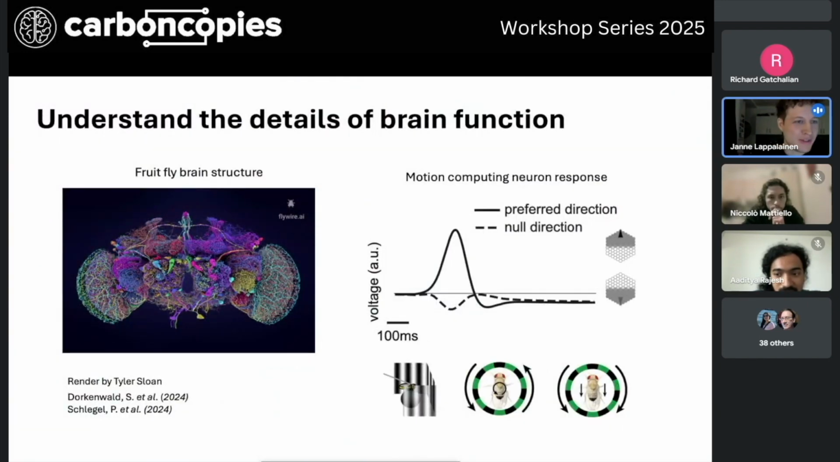For instance, here we have the fruit fly, and here's one example. If we look at this very complicated circuit on the left, the question is expressed very simply: how can we predict the dynamics of this neuron that we see on the right, which depolarizes to an edge that is moving upwards, but is silent to an edge that is moving downwards. So this is a motion computing neuron. And this computation in the single cell underlies then more complex behavior. For example, the fly that rotates its body in response to gratings that rotate around it in an arena, or that moves backwards.